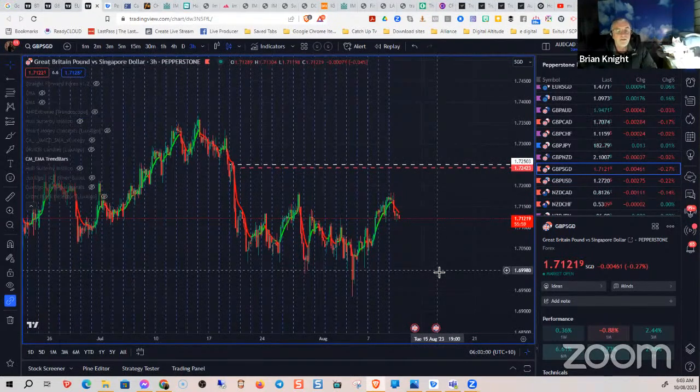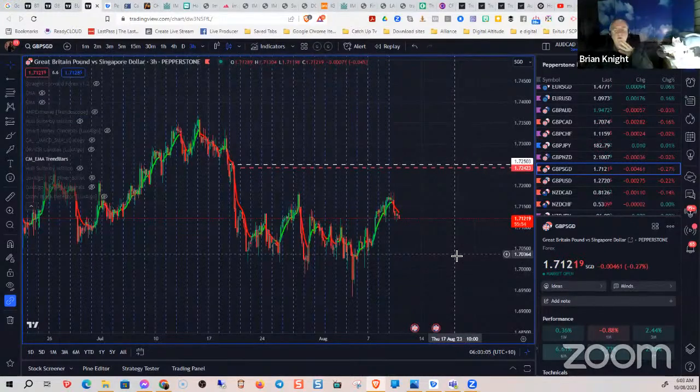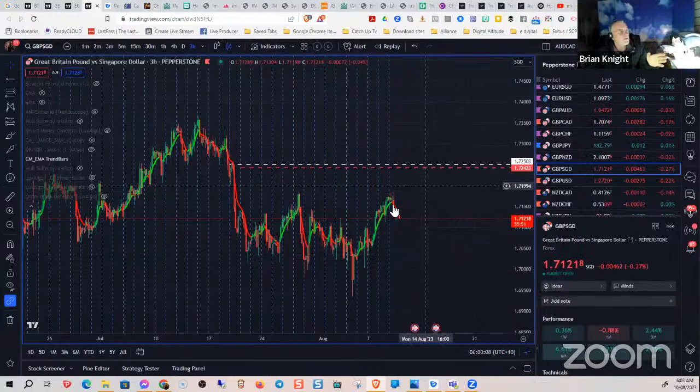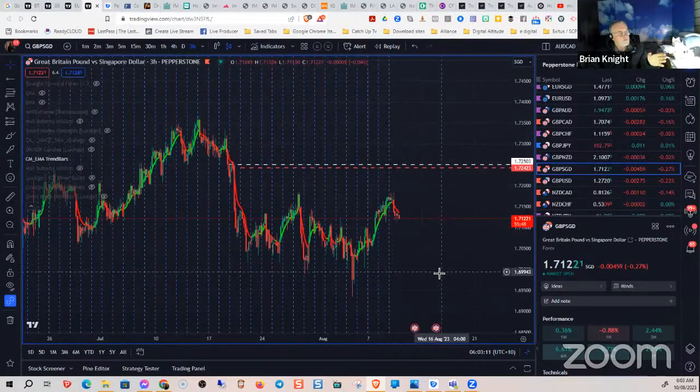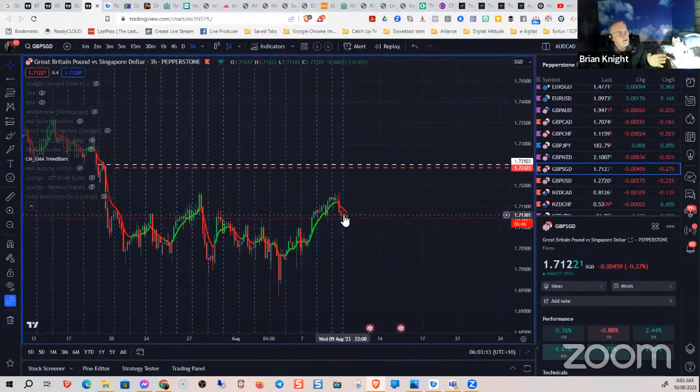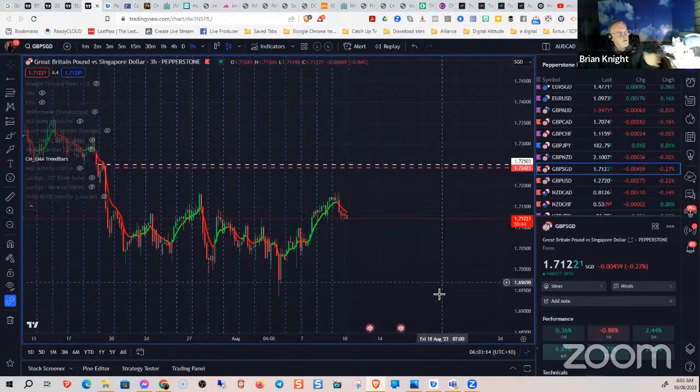I'll go through the rest of them, but does anyone have any comments or feedback? Would this be a good one to have got into a trade on now? Like the pullback just there, that's New York. This would be a good trade.